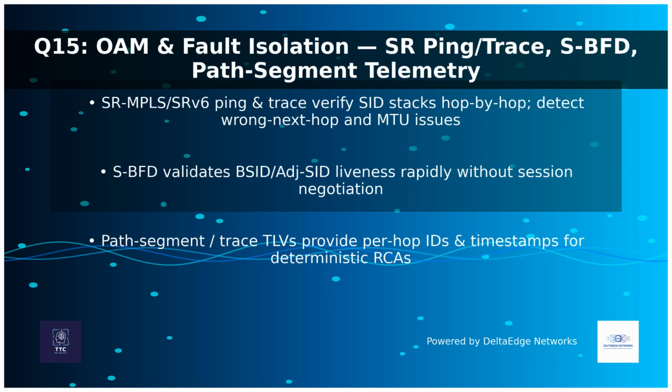Question 15. OAM and fault isolation. SR ping and traceroute, S-BFD, path segment telemetry. Use SR ping and traceroute to verify SID stacks hop by hop and catch wrong next hop or MTU issues. S-BFD validates BSID or adjacency SID liveness without full sessions. Path segment IDs and trace TLVs give per hop timestamps, perfect for deterministic RCA.